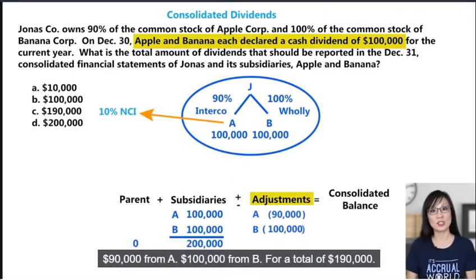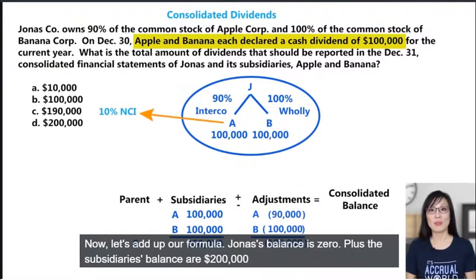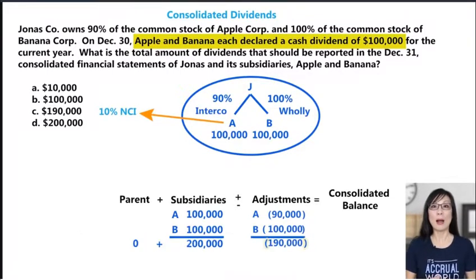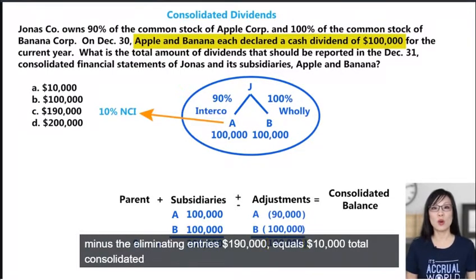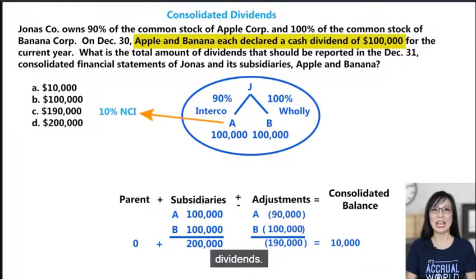$90,000 from A, $100,000 from B, for a total of $190,000. Now let's add up our formula. J's balance is 0, plus the subsidiary's balance is $200,000, minus the eliminating entries, $190,000, equals $10,000, for total consolidated dividends. Answer A.